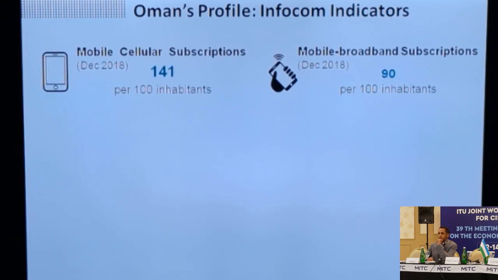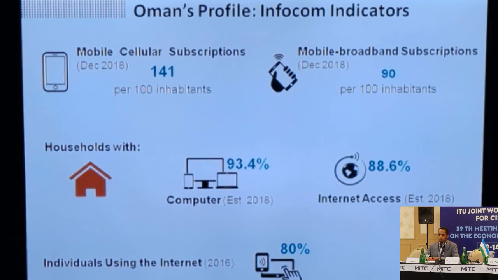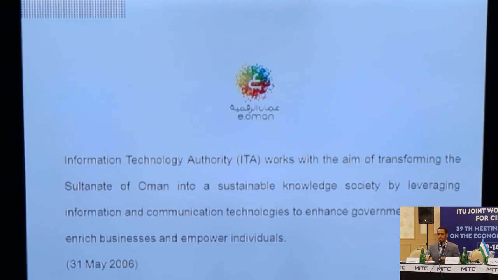Coming to telecom indicators, mobile cellular subscriptions in Oman as of December 2018 are 141 per 100 inhabitants. Regarding mobile broadband subscriptions, we have 90 per 100 inhabitants, which is active mobile broadband. Regarding households with a computer, as per the latest ITU estimation, it's 93.4. For household internet access, it's 88.6. Individuals using the internet are 80%, according to the ITU estimate in 2018.